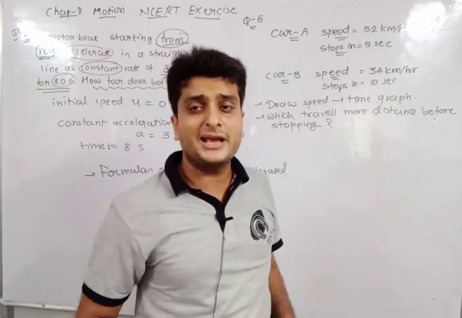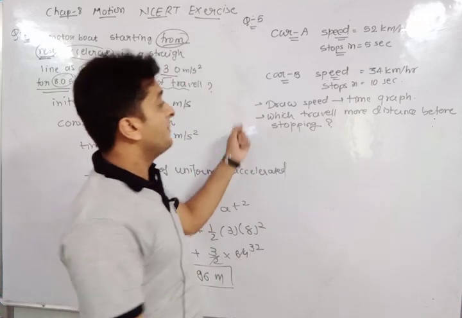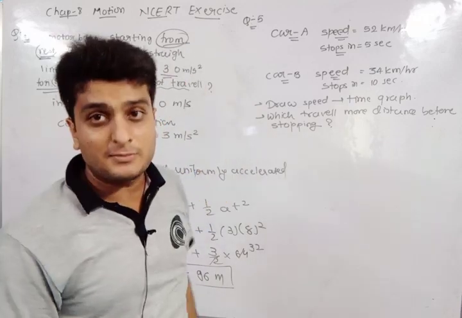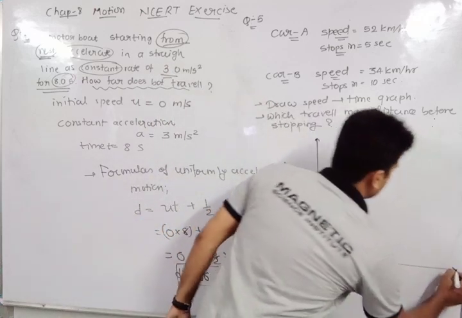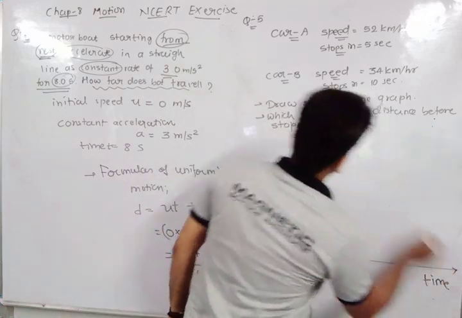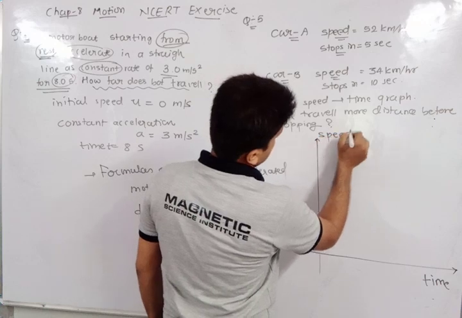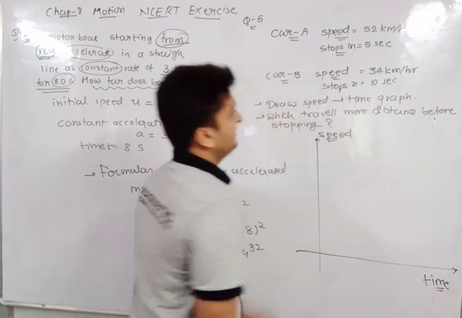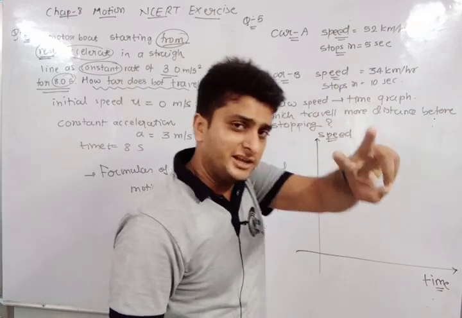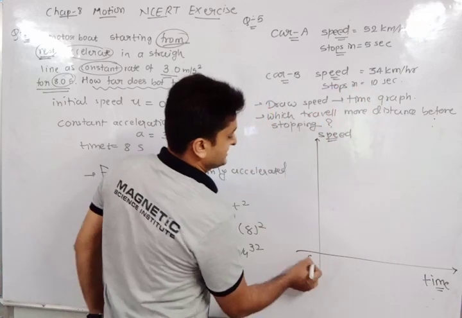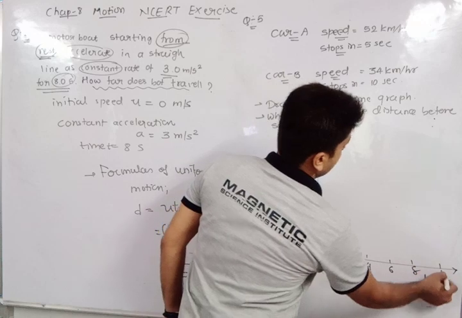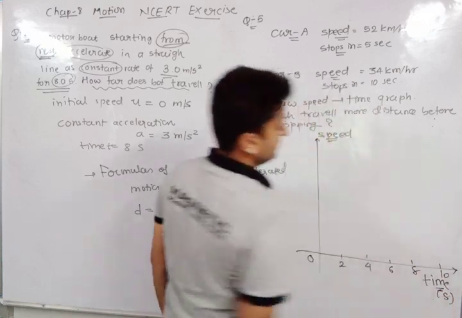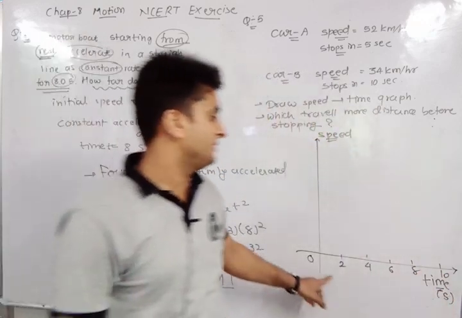The brake was applied to this one too, and it took 10 seconds to stop. We have to draw the speed versus time graph. Okay, let's find the speed versus time graph. Very simple. This is the time axis, this is the speed axis. Okay, I can see the time is 5 seconds, 10 seconds, so I will take the interval of 2 seconds only. That is 0, 2, 4, 6, 8 and 10. Time is in seconds. You will take the time interval of 2 seconds.